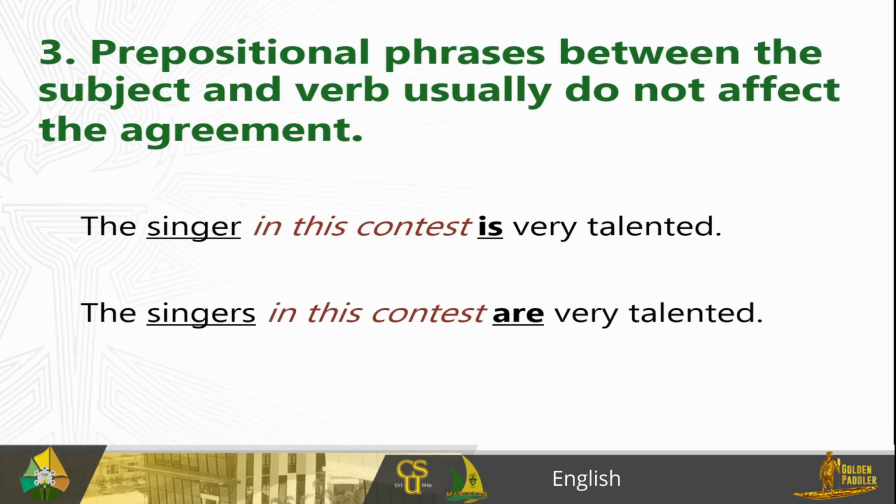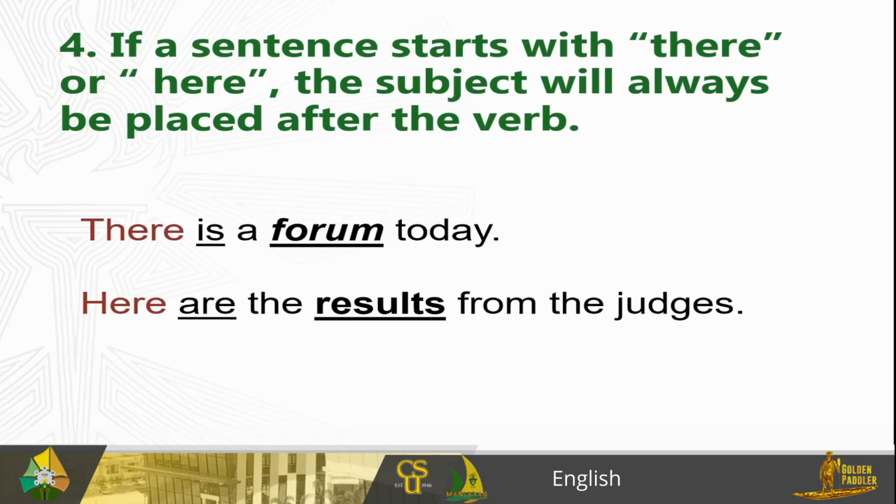The third rule is prepositional phrases between the subject and verb usually do not affect the agreement. For example, the singer in this contest is very talented. The singers in this contest are very talented. Similar to rule number 2, do not get confused by the words between the subject and the verb.